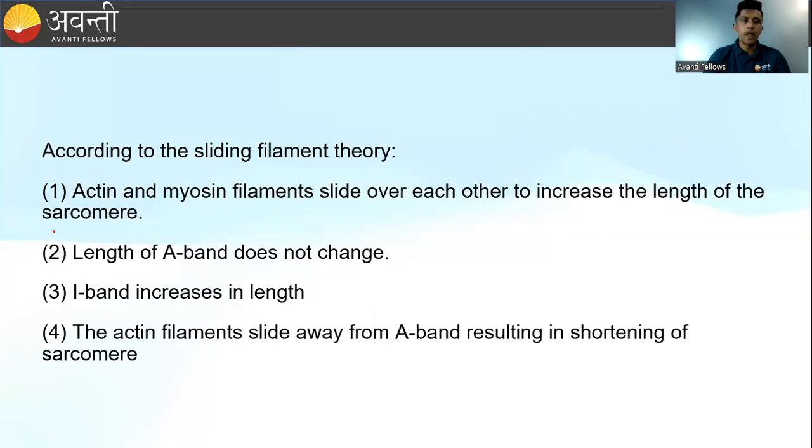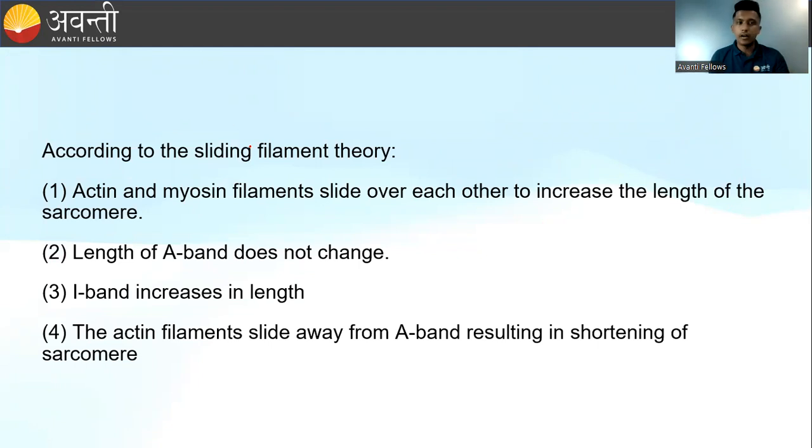Option one is correct. According to the sliding filament theory, what happens? Actin and myosin filaments slide over each other to increase the length of the sarcomere. Okay, length of A band does not change. I band increases in length. The actin filaments slide away from the A band, resulting in the shortening of sarcomere. Very relevant options are first one and fourth one.